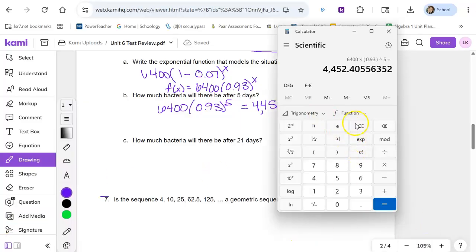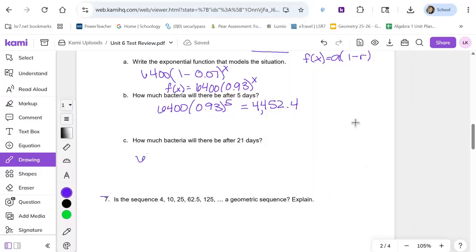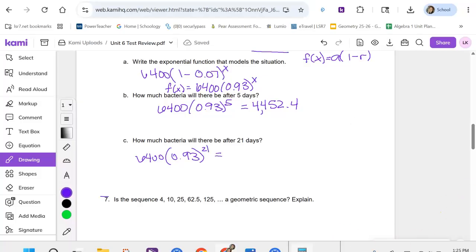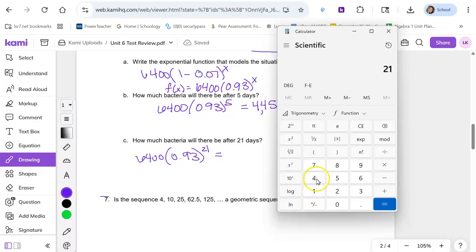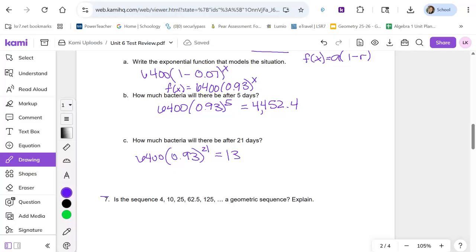How much bacteria will there be after 21 days? So I'm going to do the same thing. I have 6,400 times 0.93 to the 21st power. That is 1,394.2. And that is part 1.